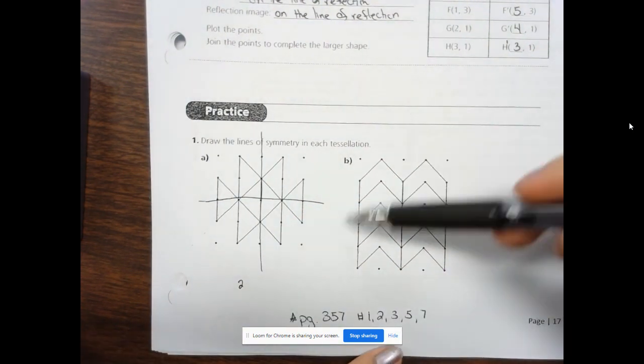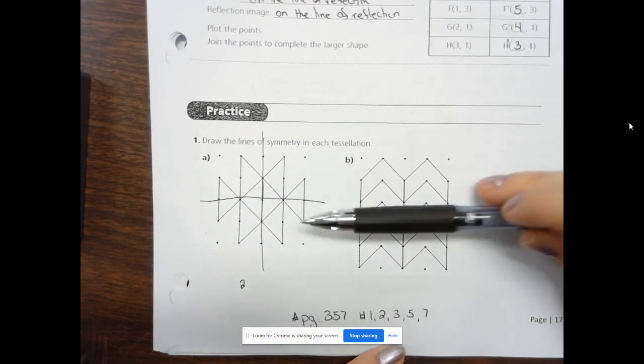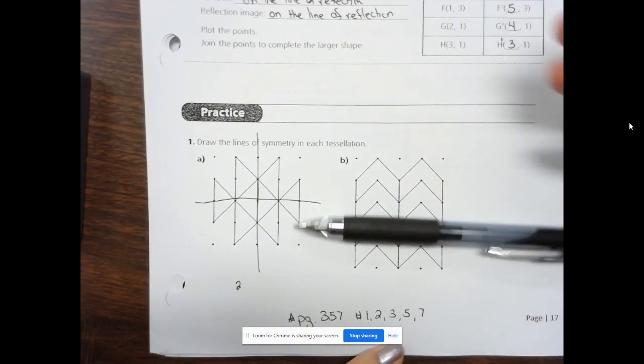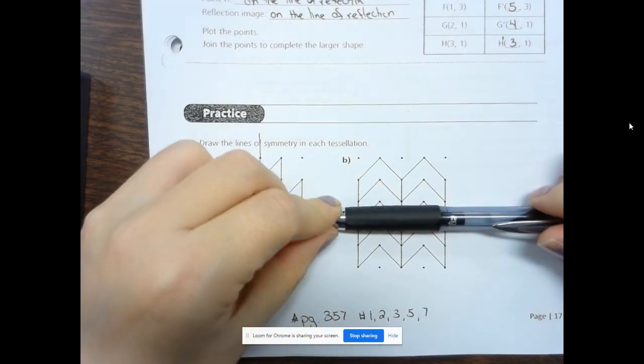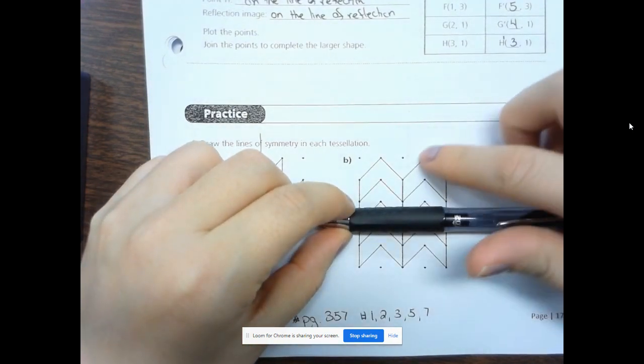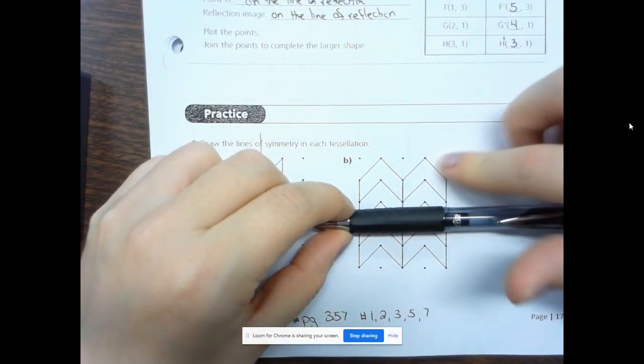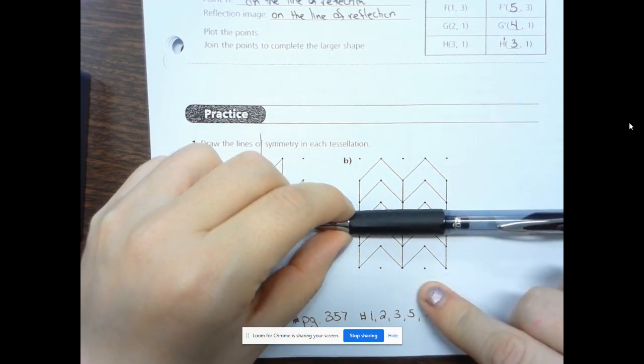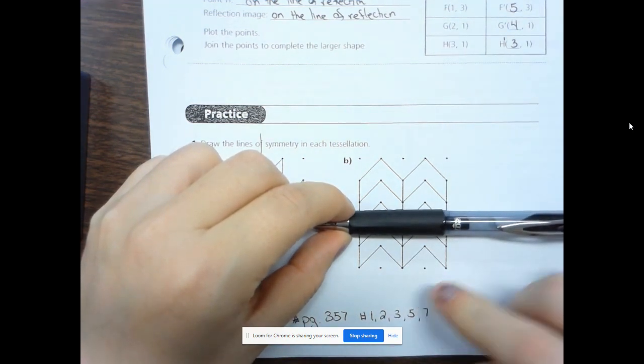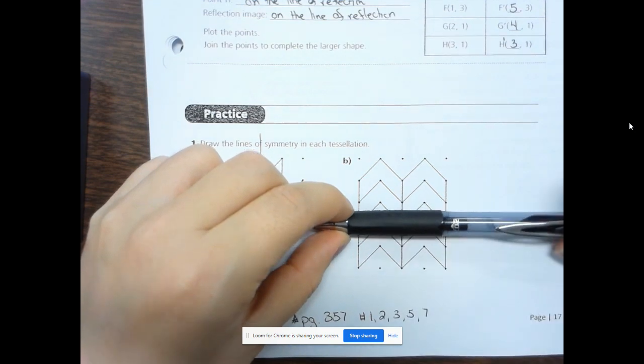If I am looking at my second shape, if I tried to cut it this way and fold it over, I should see that it's not going to work because this one has ends sticking out in the center, and if I flipped it, it would not be in the same place. So I would say that there is no horizontal line.